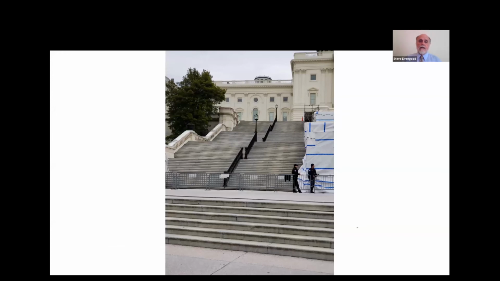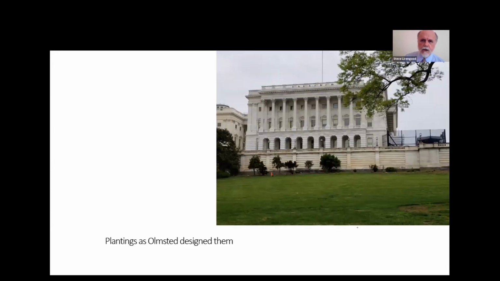This is one of the grand staircases. The plastic covering that you see on the right is where they're restoring the marble to get ready for the inauguration. They'll have to take down all that plastic by the time that inauguration happens in January. But this is what it looks like now. Unfortunately, you're not allowed to go up on the terrace and not allowed to use the staircase anymore. But this is part of Olmsted's magnificent terrace there on the west front.